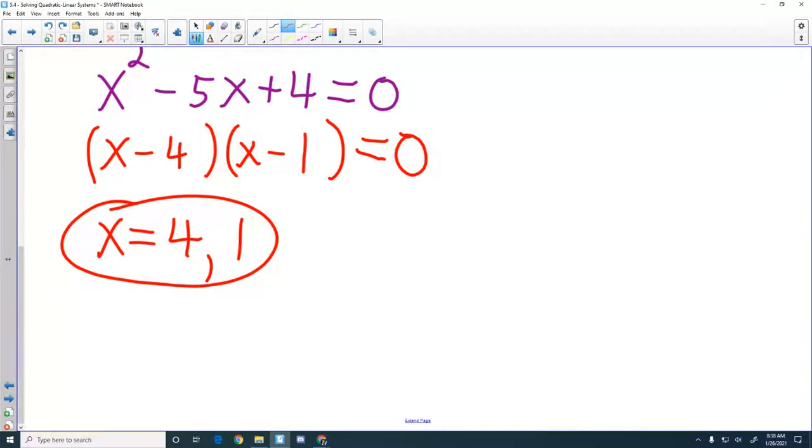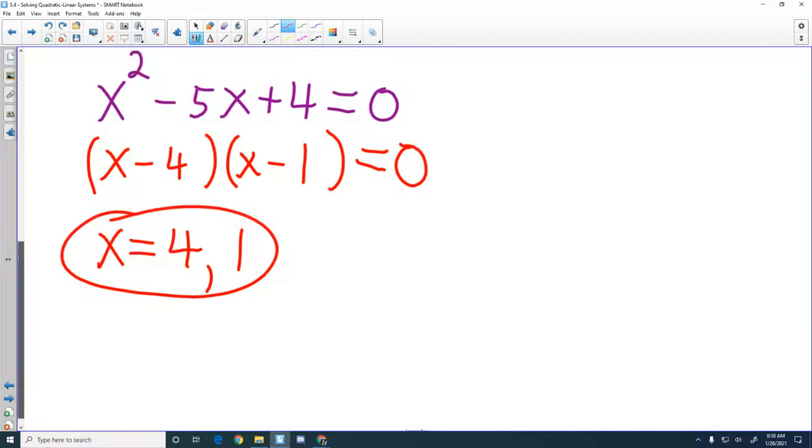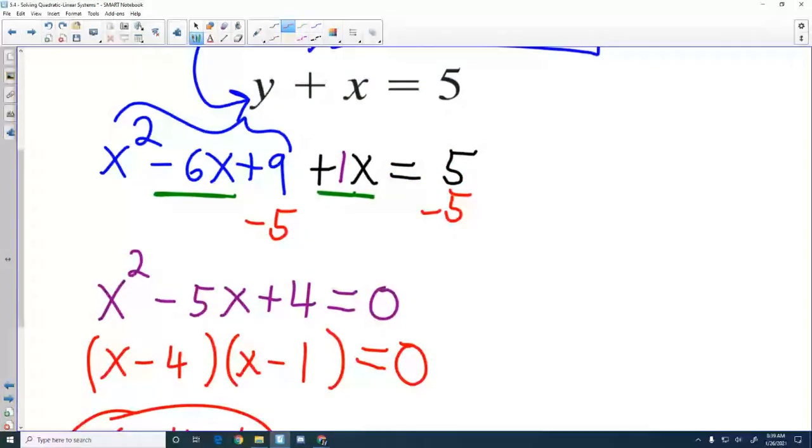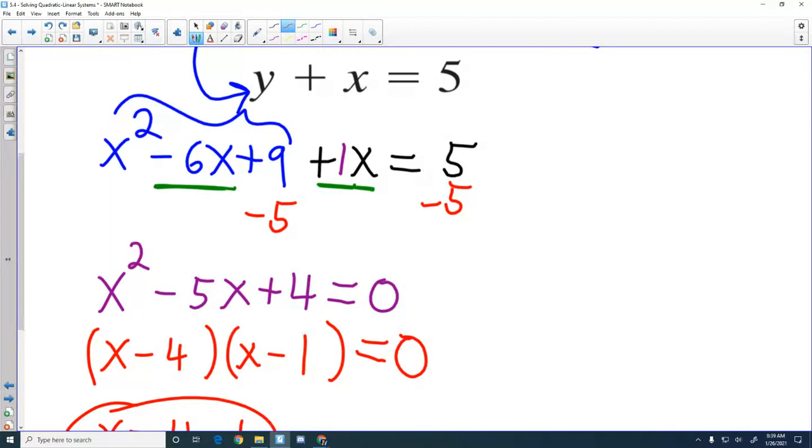Right? For this learning target, we're solving systems of equations, meaning we need ordered pairs. I need to find actual points. And this isn't a point. These are just two x values, a 4 and a 1. So if we think about it, my solutions are going to be 4 comma something and 1 comma something. That's what my solution is going to look like, these two points, these two ordered pairs. And I know the x values of each of these ordered pairs. It's a 4 and a 1. I don't know the y value that goes with it.